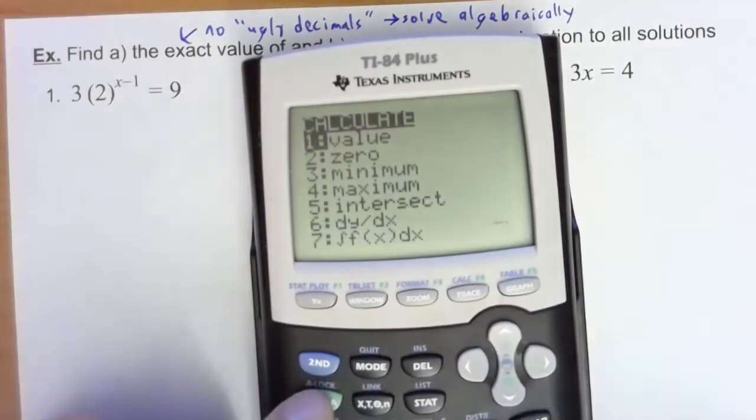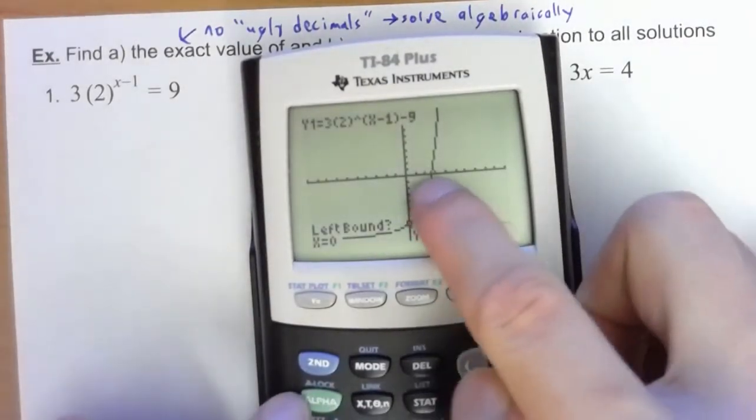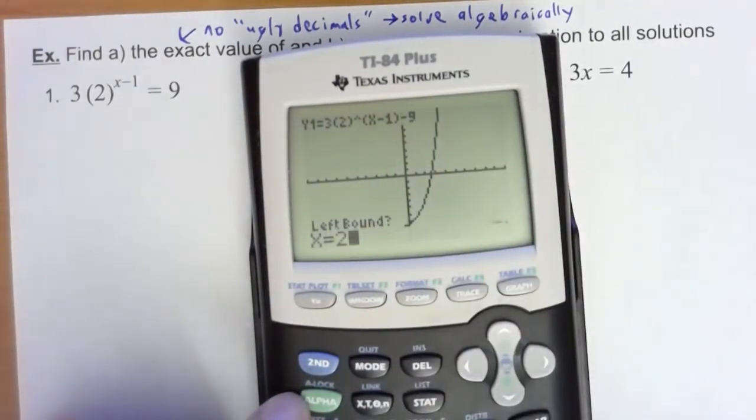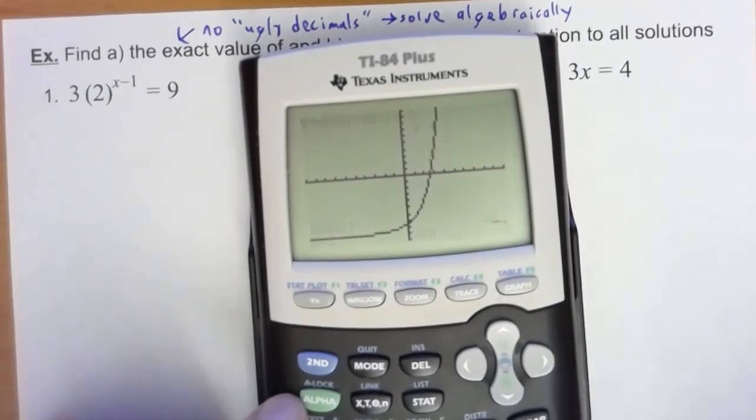And then I can do calc 0. Looks like it's between 2 and 3 there, so I'll say the left bound is 2 and the right bound is 3. And just hit enter for the guess. There we go. That's the decimal.